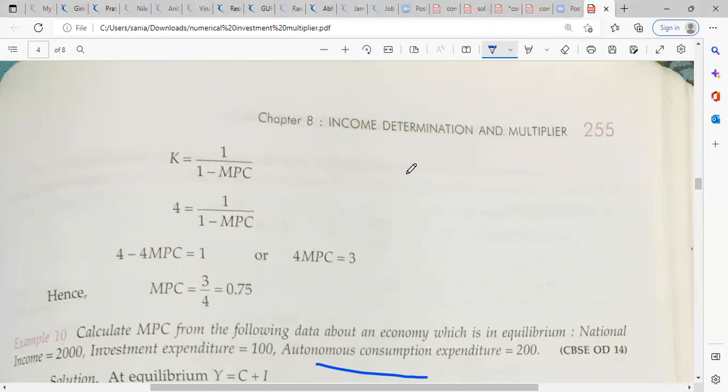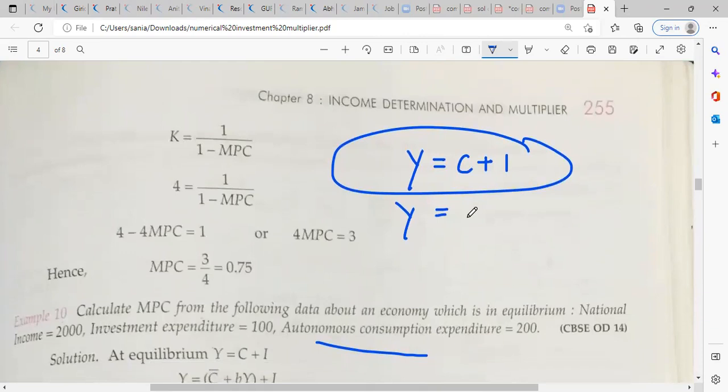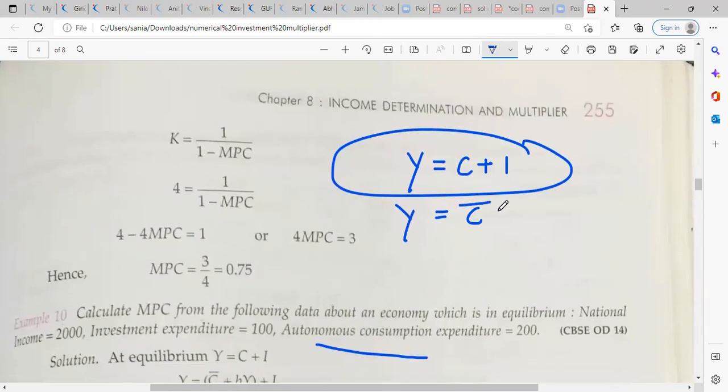So you remember the formula which we did? One was Y = C + I, right? But over here they have given you autonomous consumption expenditure. So what formula will you be using? C bar plus bY, and then plus I, right?